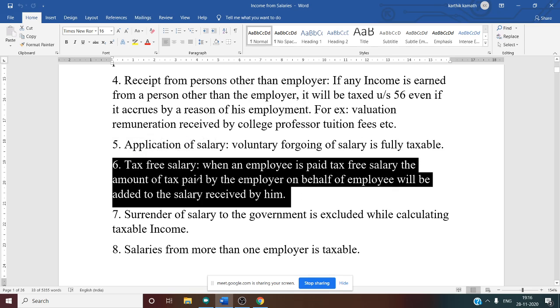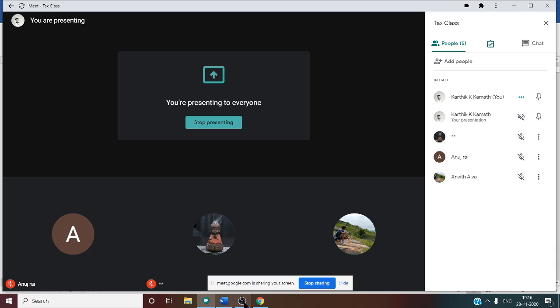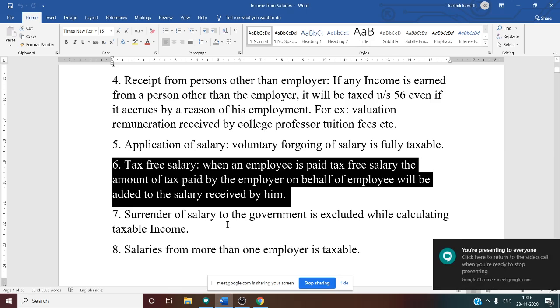Tax-free salary. What do you mean by tax-free salary? When an employee is paid tax-free salary, the amount of tax paid by the employer on behalf of the employee will be added to the salary received by him. There may be TDS, tax deducted at source. Sometimes the employer has to deduct certain amounts from the employee's salary. In that case, at the time of calculation, such deduction should be added back.